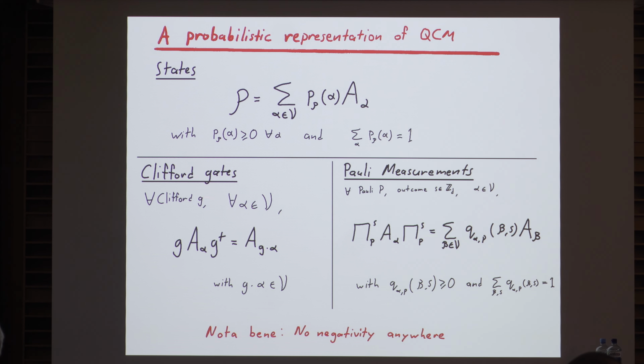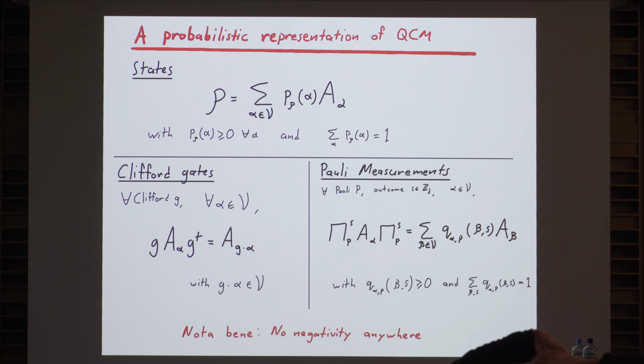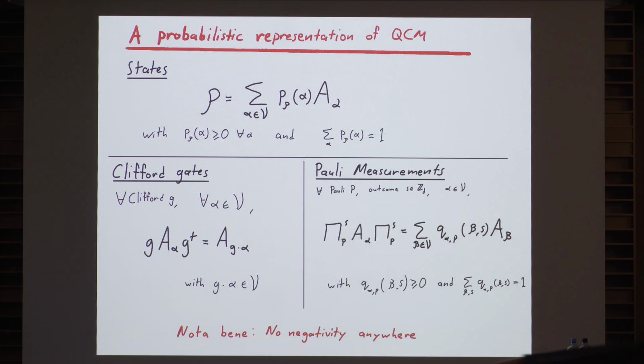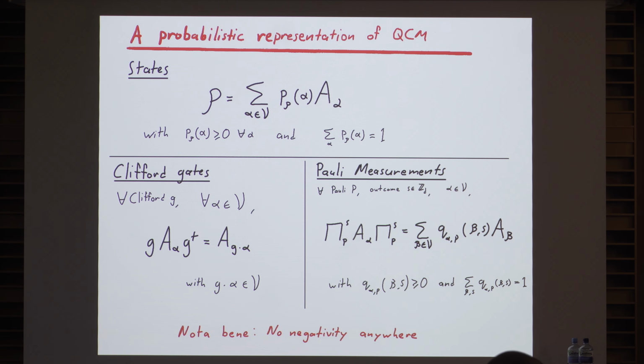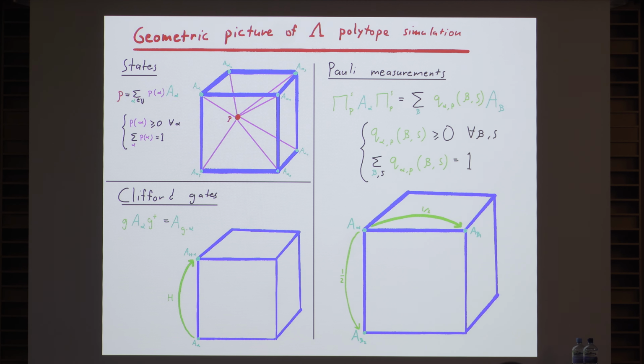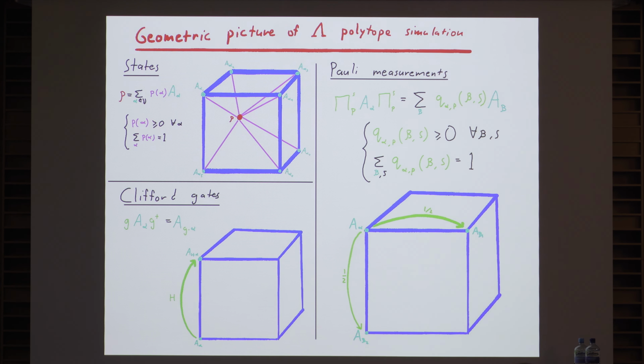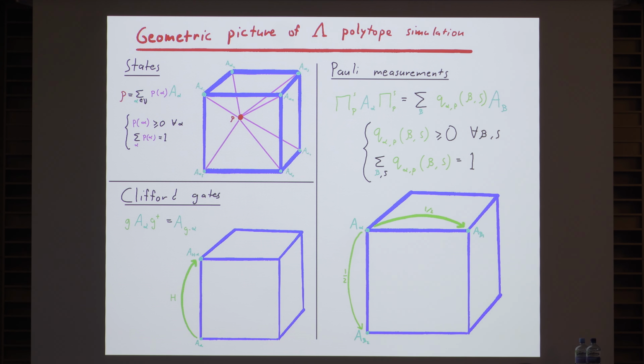So this is states, and then updates under Clifford gates and Pauli measurements look roughly the same as before. But the big point here is no negativity anywhere. So it's not really a quasi-probability representation. It's just a probabilistic representation of universal quantum computation. Here's the geometric picture of what the simulation looks like. It's a bit messy. We'll take it in one piece at a time.